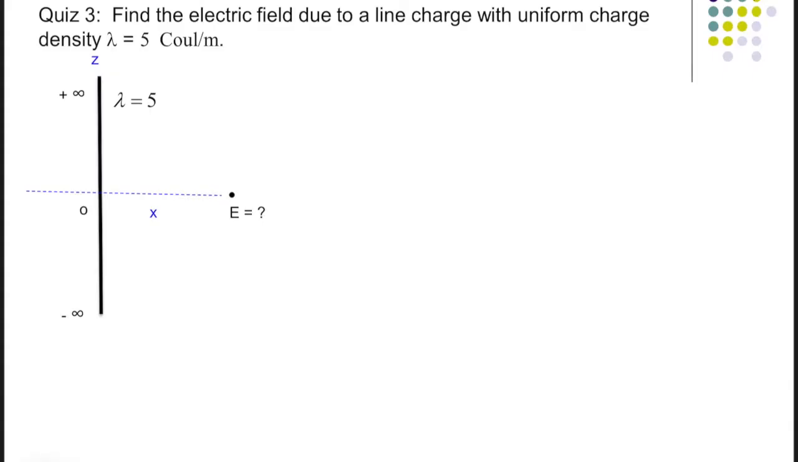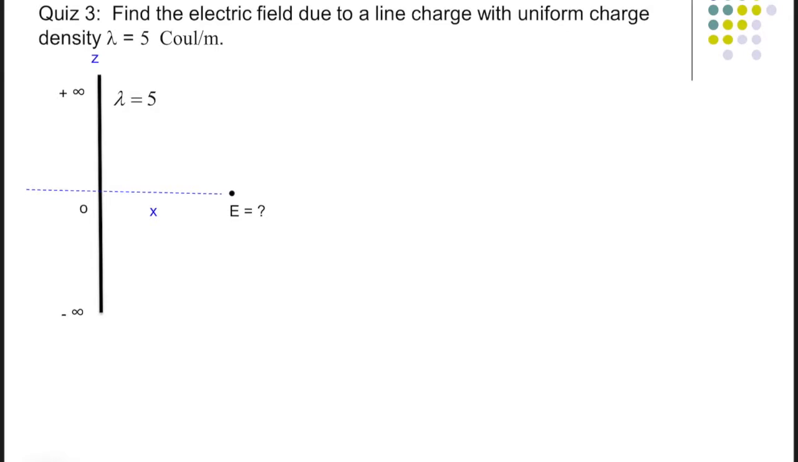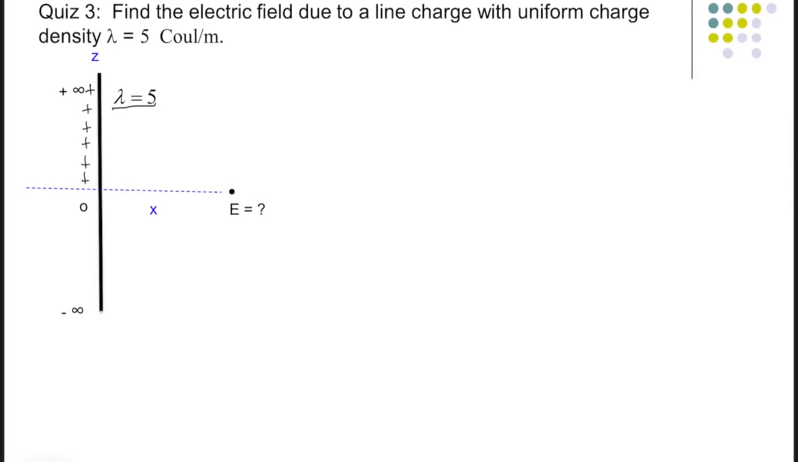In today's video, we're going to use our understanding of point charges and Coulomb's law to solve for the electric field due to a line charge with a uniform charge density of 5 lambda coulombs per meter. So, we have ourselves a line charge along the z axis with a constant lambda of 5. So what does this tell us? Well, it tells us that there are positive charges on the plus side of the z-axis, and there are plus charges on the negative side of the z-axis.